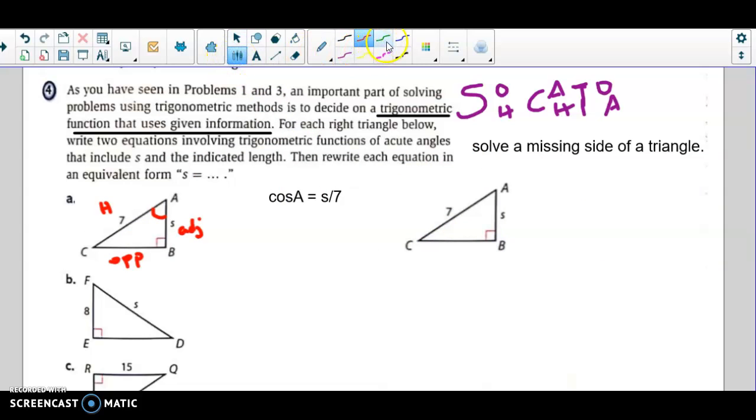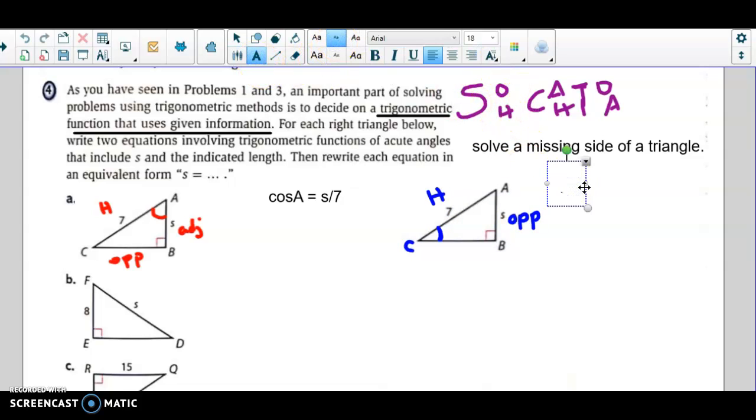So let's use our reference point as C. If C is our reference point, the hypotenuse stays the same, but now S is the opposite side. We want to think how do we pick a trig function? Now we have our angle as C, right? And we have the opposite and our hypotenuse. This is where we use our sine. So we'd say the sine of A is equal to the opposite, which is S, over 7.